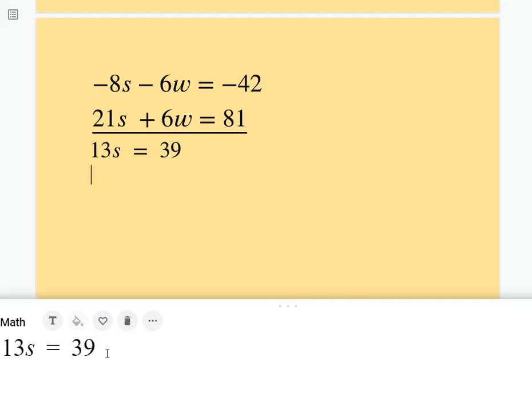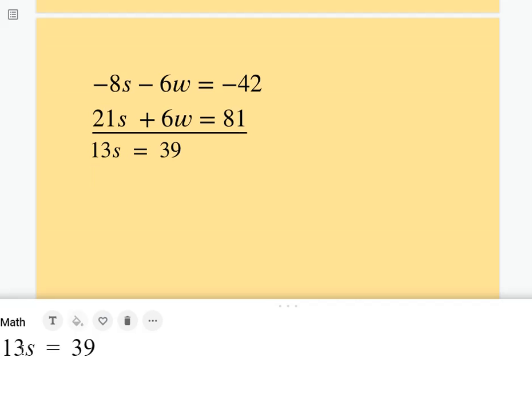Then we say we divide each side by 13, because there's 13 here. To get rid of that, we divide it. But when you're very advanced, you don't need to do that. You just say S equals 39 over 13. So if you divide both sides by 13, what do you get?